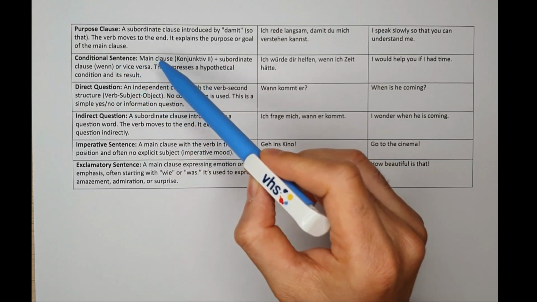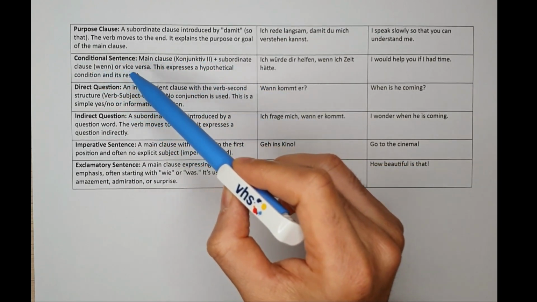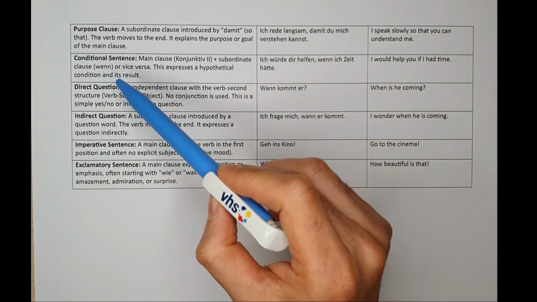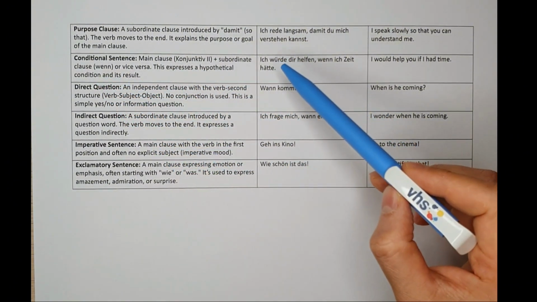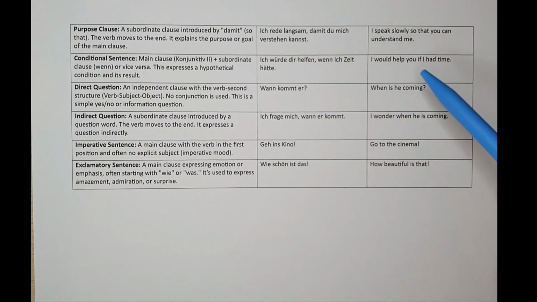Conditional sentence: main clause in Konjunktiv II plus subordinate clause, or vice versa. This expresses a hypothetical condition and its result. Ich würde dir helfen, wenn ich Zeit hätte. I would help you if I had time.